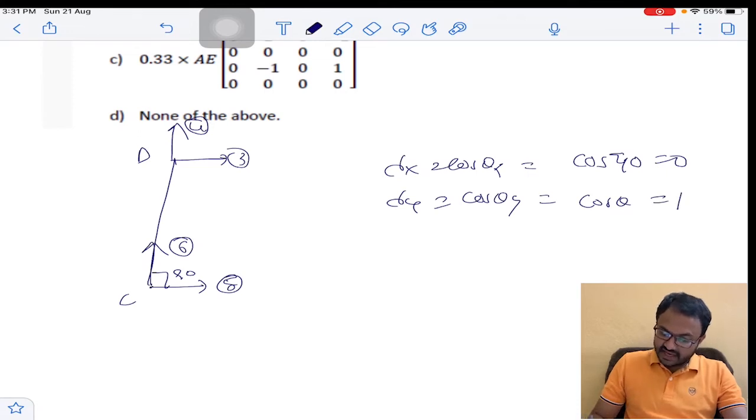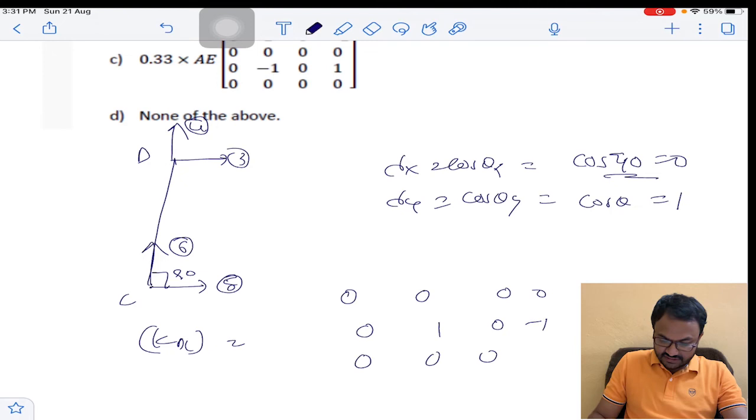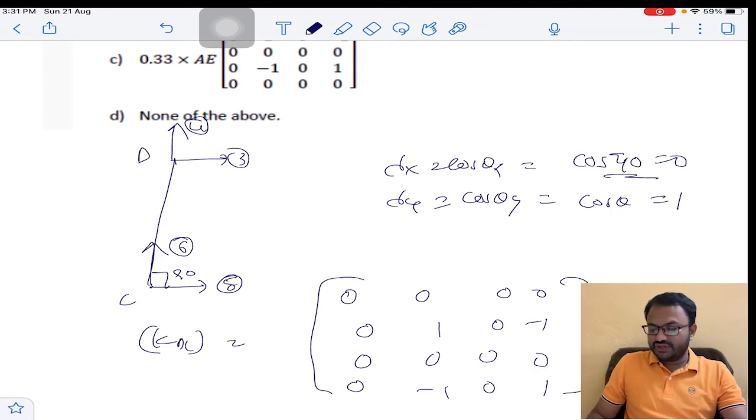So the x-axis is making 90 degrees with the y-axis, that's why theta x is 90, and the y-axis is making 0 degrees with y only. So it is 0, 1. So now the matrix KDC will become, if you substitute in the same formula, 0, 0, 0, 0, 0, 1, 0, minus 1, 0, 0, 0, 0, 0, minus 1, 0, 1. Okay, if you substitute this in the same formula, you will get this.